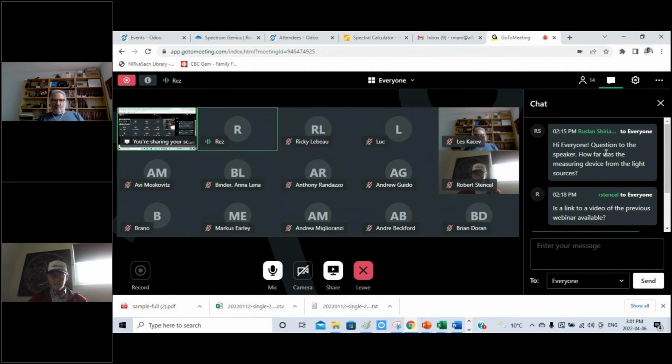So the fluorescent light, Ruslan, is on the ceiling of my office. That would give us maybe 500 lux, something like that. For the other ones, I tried to keep it at a distance of about 30 centimeters from the detector. So I can show you what I used, basically.